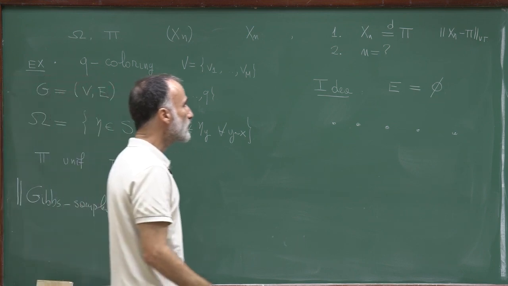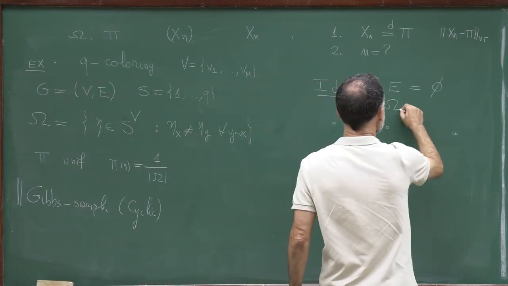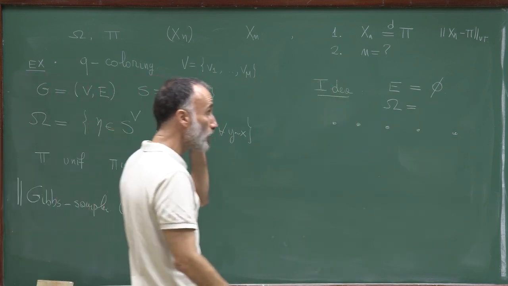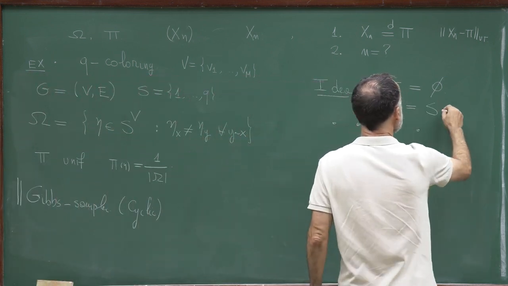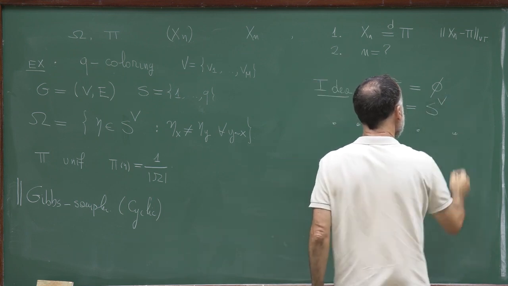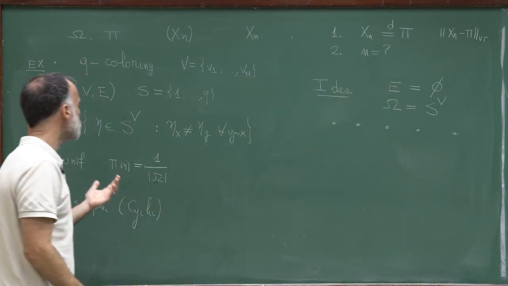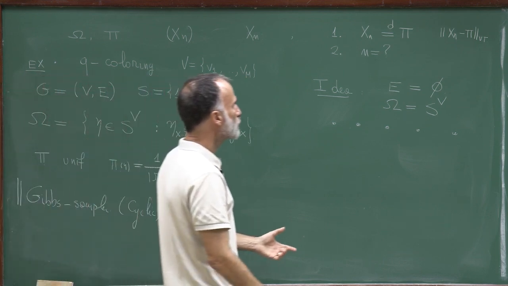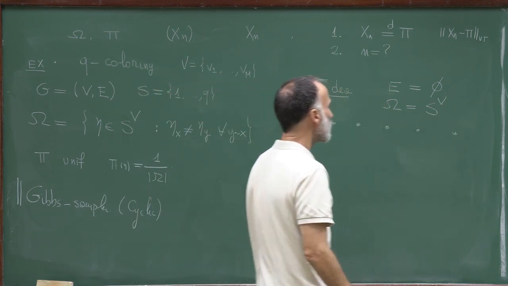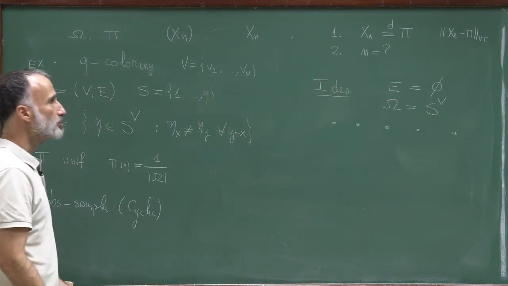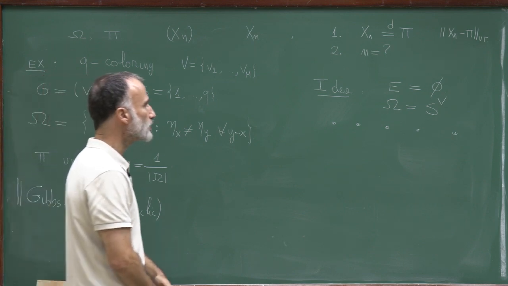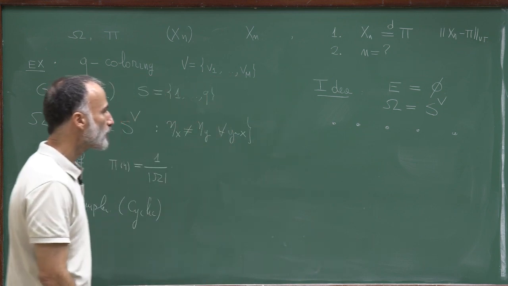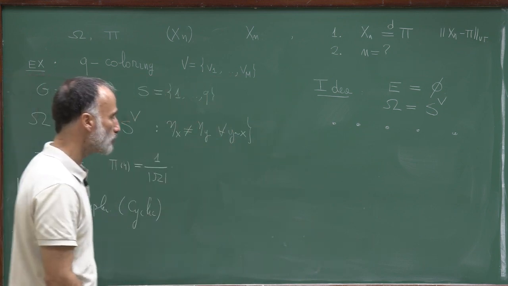edges. So in that case, the set Omega coincides with all possible colorings. So all possible colorings, which will be q to the power |V|. Of course, in this case, pi is elementary. You have q to the power |V| configurations, and it's very easy to simulate, to extract a configuration drawn from this measure. But I want to explain the coupling.